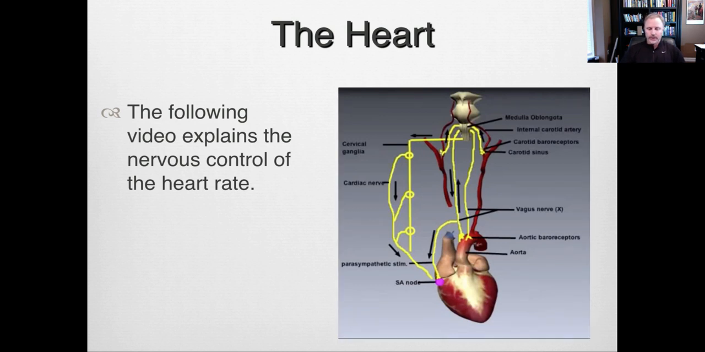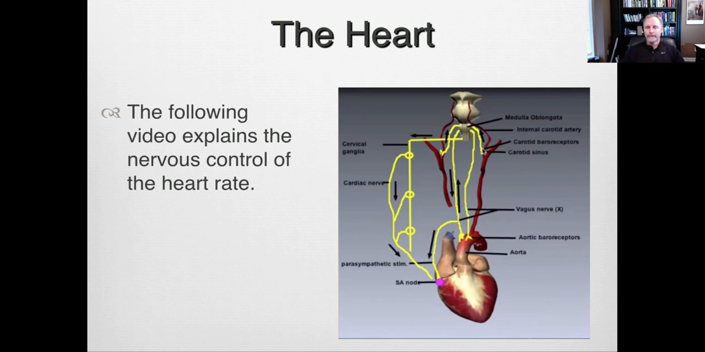In this video, we'll discuss how heart rate is controlled by nervous innervation. So if I can first draw your attention down to the aorta and the aortic arch, you'll see that we have some aortic baroreceptors located on the aortic arch. Those are pressure sensors. We also have baroreceptors up here on the internal carotid artery. These here are called the carotid baroreceptors.